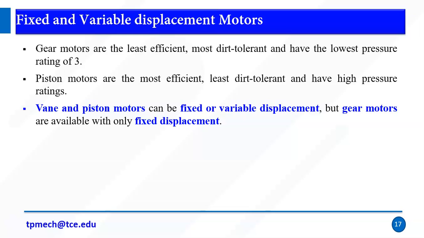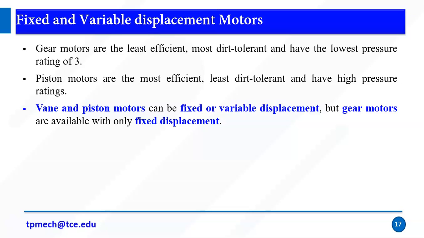So gear motors are the least efficient and the most dirt tolerant and have the lowest pressure rating. Right, so it is very least efficient. So piston motors are the most efficient, least dirt tolerant, and have high pressure ratings. Right, so the least efficient is the gear motor, the most efficient is the piston motor. Most dirt tolerant is the gear motor, least dirt tolerant is the piston motor. Lowest pressure rating here, highest pressure rating there.